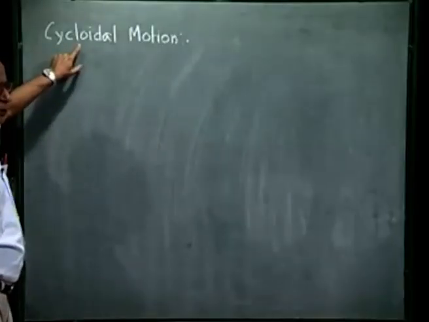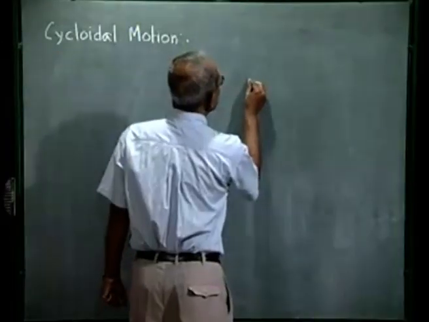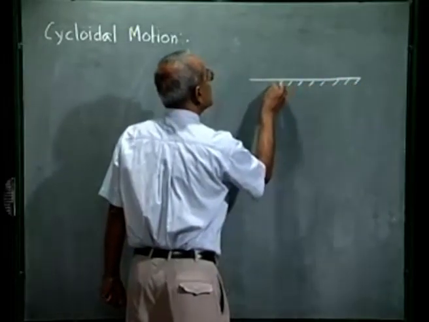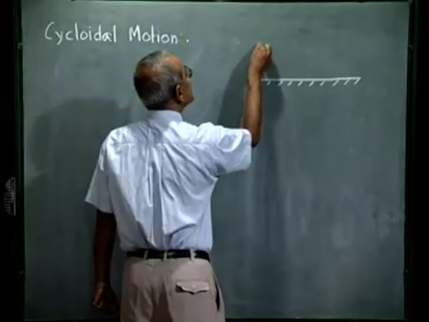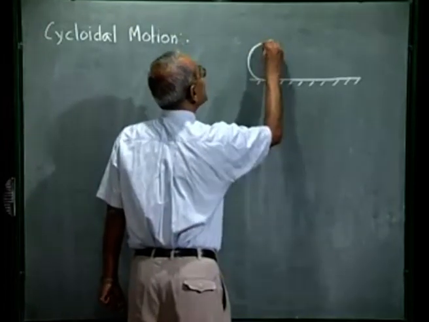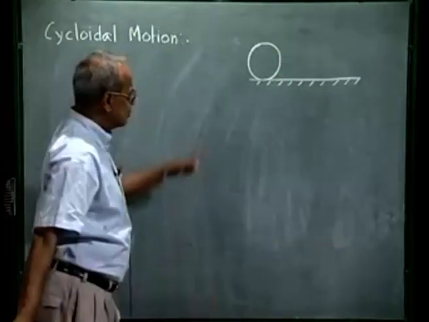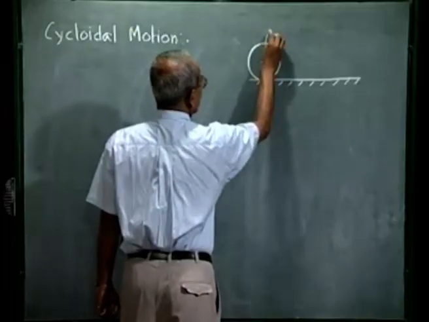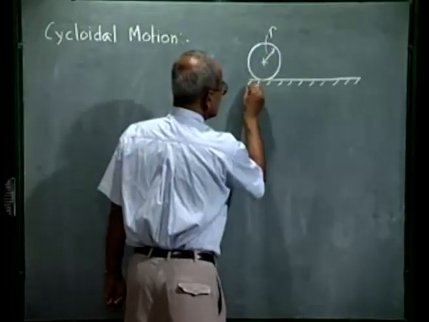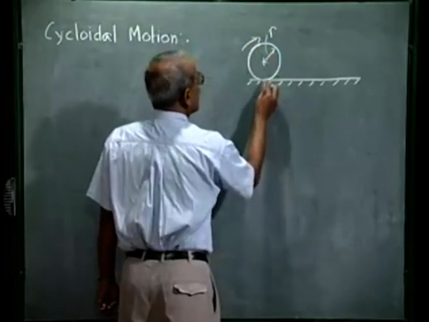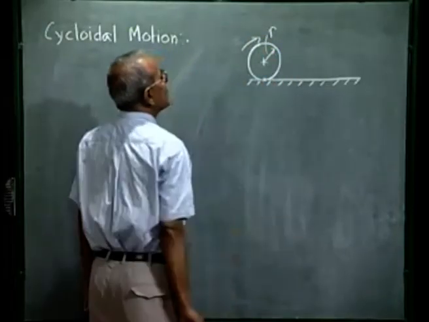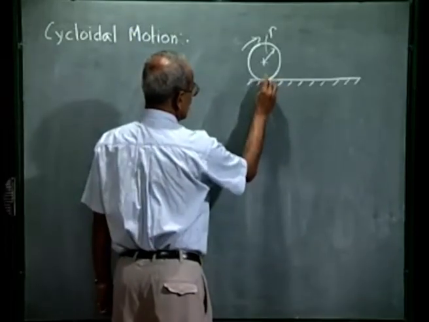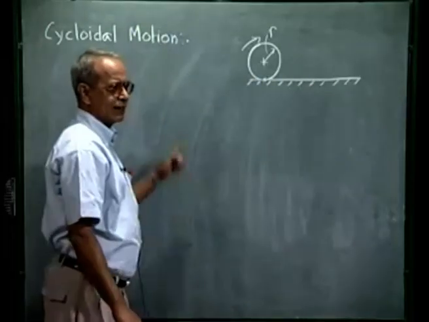The word cycloid, you may know, is the curve which is generated when a circular wheel rolls without slip on a flat surface. Suppose we talk of a circular wheel of, say, radius r rolling over this flat surface, and I look at the curve generated by any point of this wheel. For example, right now I concentrate on this point which is in contact with the horizontal surface.